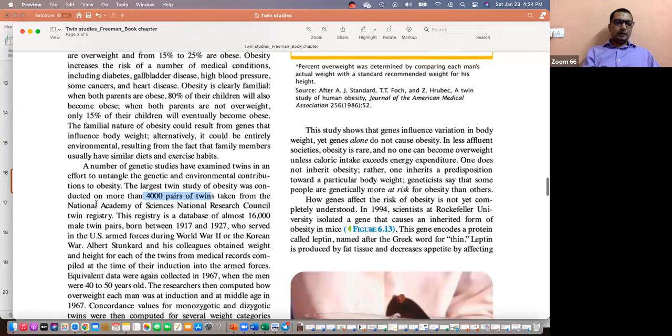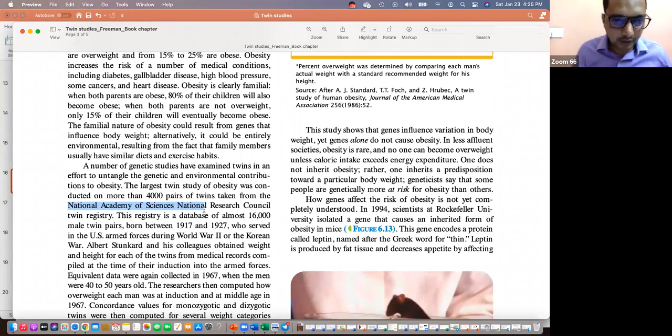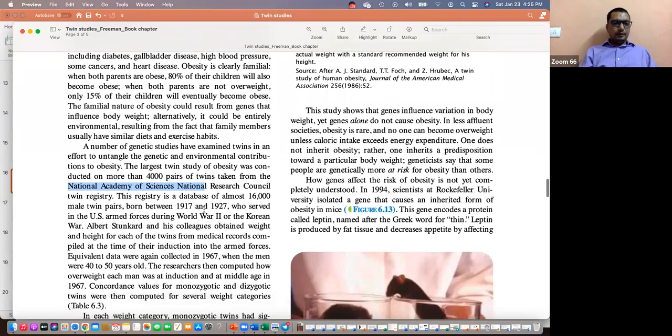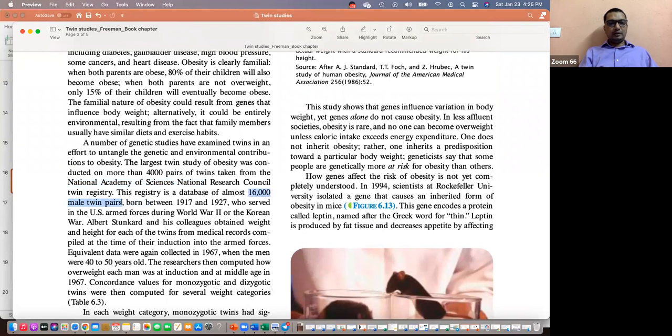Mainly this is part of the National Academy of Sciences, National Research Council. Some countries maintain twin registries. They keep an order of it because it's very valuable data. Here they used the National Academy of Sciences, National Research Council twin registry. This registry is a database of almost 16,000 male twin pairs who were born between 1917 and 1927, a 10-year period, and who were part of the US Army. These people were recruited in the US Army during World War II.